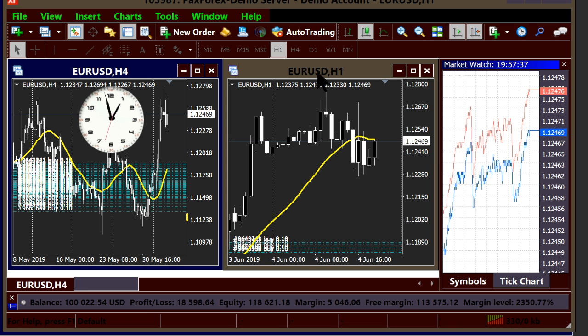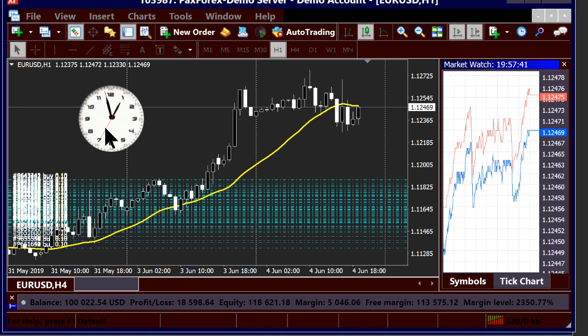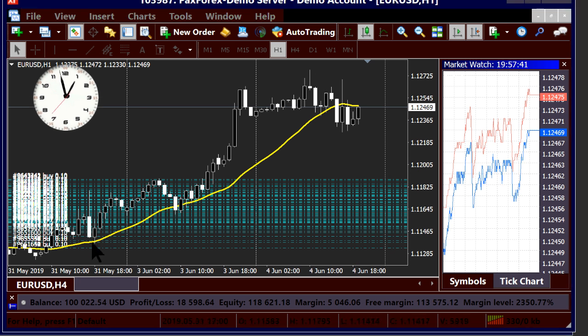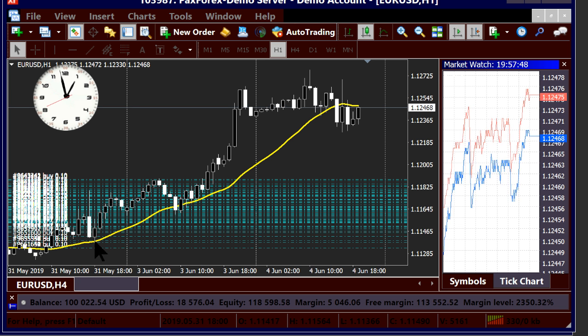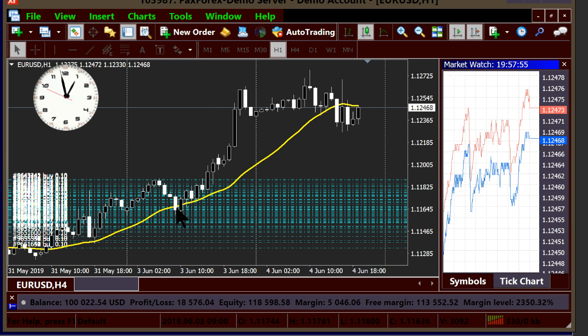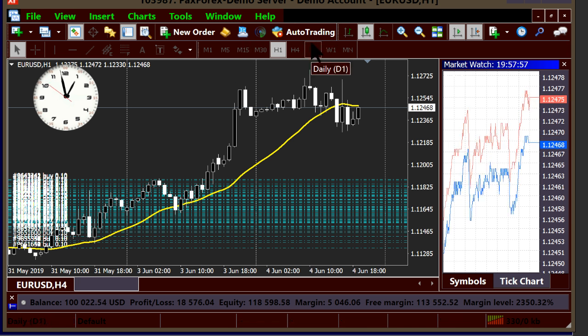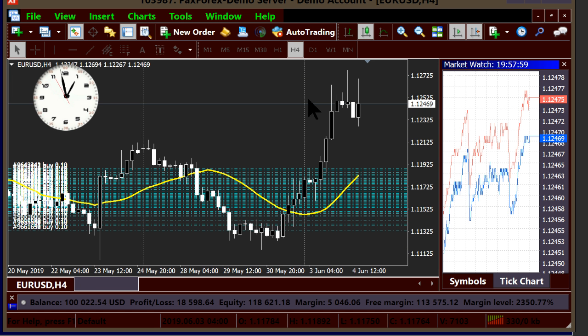Simpler the better. Look at this beautiful entry on the simple moving average now. Had you babysat this and pulled the trigger here, you have a winner. You buy if it's down. Buy right there. Buy right there. On the 4-hour chart, you're out of luck.